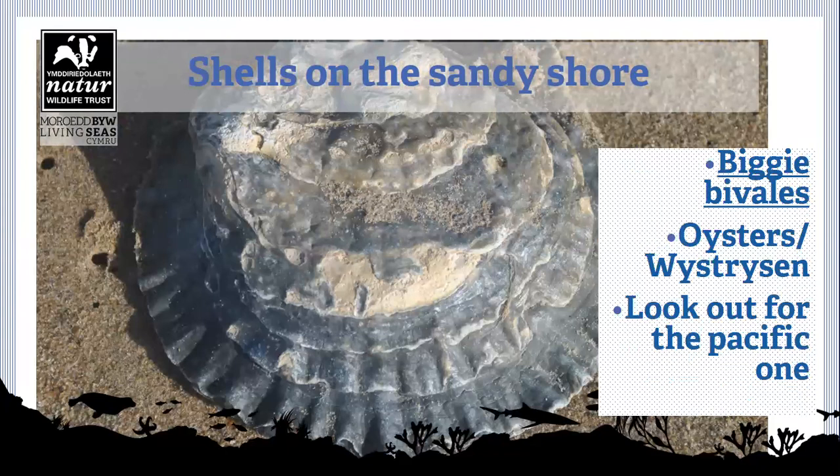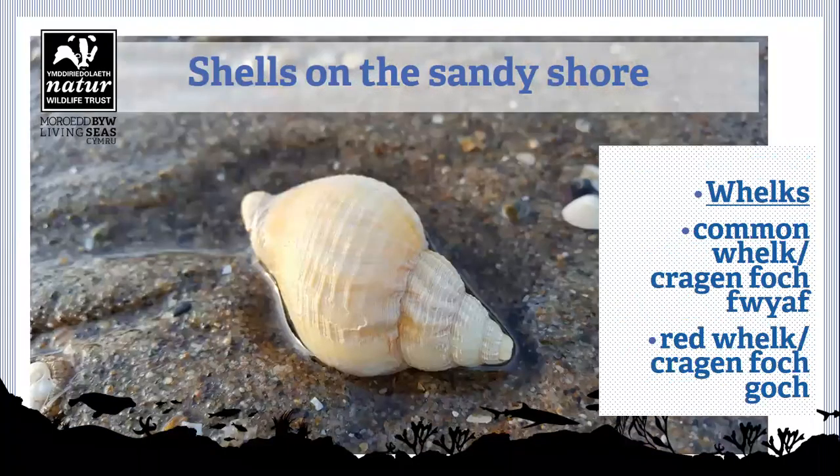And we do have an invasive oyster as well called the Pacific oyster, and down in Cornwall, the Pacific oyster has made major inroads and has totally changed some shores, so it's worth keeping an eye out for those. Whelks, this is a common whelk, or Cragen fwyaf. These are the most common whelks by far. They're a really large shell, and they can be quite ridged, as you can see.